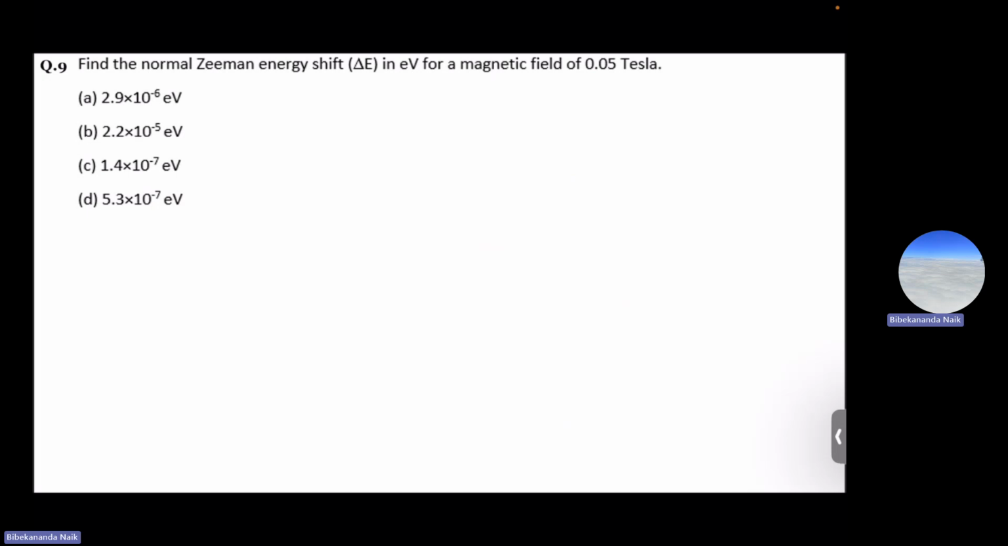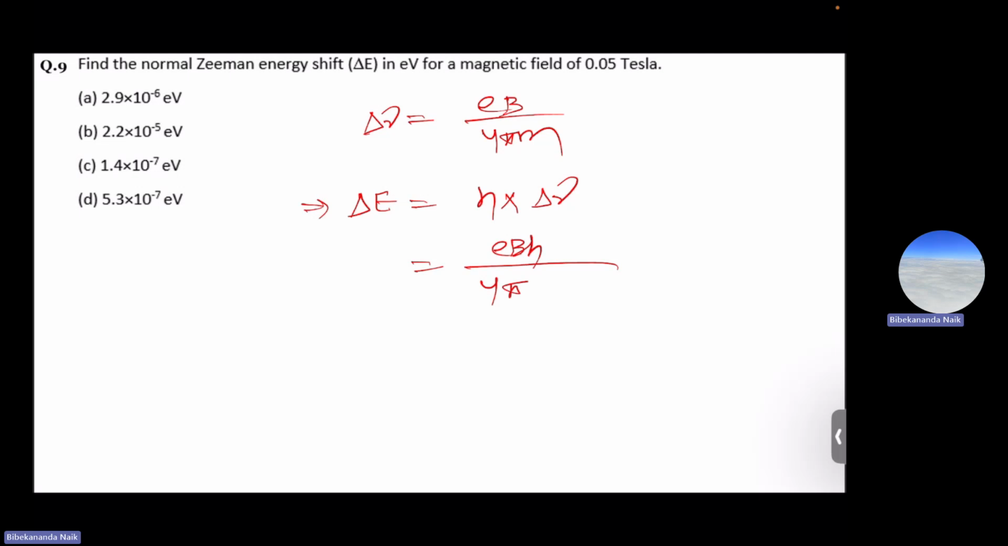So in case of the normal Zeeman effect, the magnetic field is present and we need to find out the energy shift for this magnetic field. We know the change in frequency, delta nu, is given by eB by 4 pi m. That implies the energy shift delta E will be given by h into delta nu, so it will be eBh by 4 pi m.